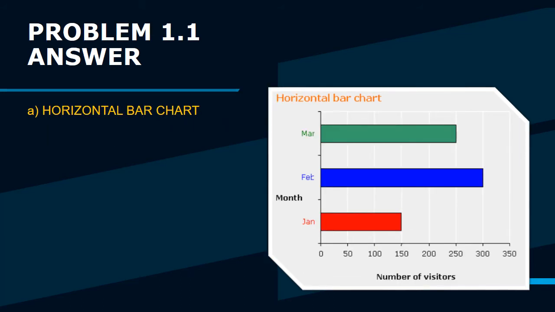The horizontal bar chart is what we can see here. The bars are placed horizontally, and the data given are placed on the left side of the chart, and the frequency numbers are at the bottom.